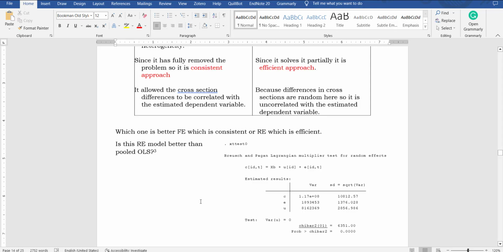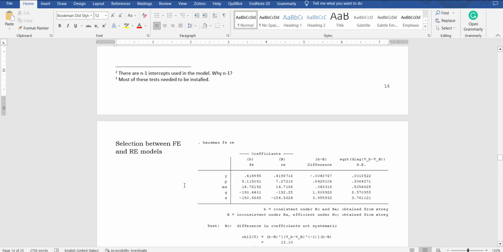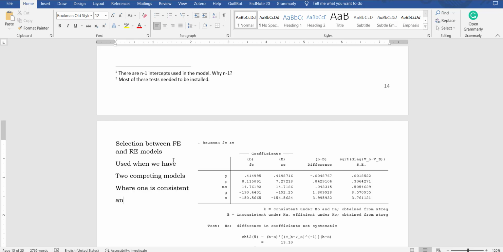For that, first of all, we'll make sure that RE is also better than pooled OLS. After the RE model, you have to use this command. If this is significant, it means the random effect model is better than pooled OLS. Okay, then we go towards the Hausman test. It is used when we have two competing models where one is consistent and the other is efficient. So we do Hausman, consistent model versus efficient model.